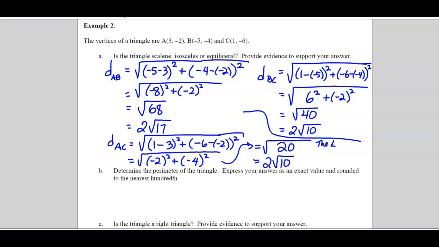The triangle is scalene as the lengths of the sides are all different.